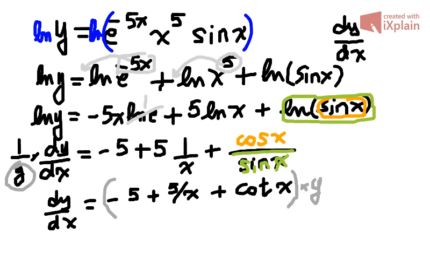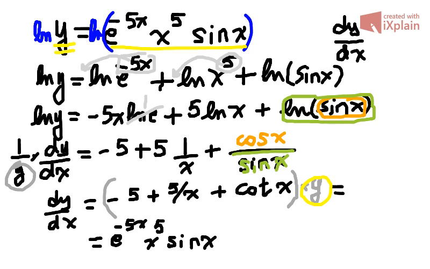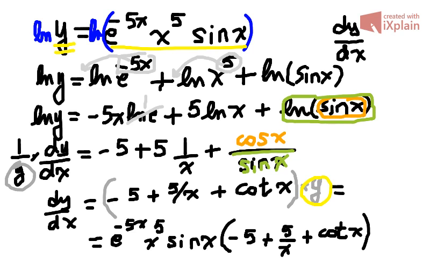So we are basically finished. All we could do here is rewrite the final answer by saying that y is the very original expression we had at the start. So instead of y, we could write e to the negative 5x, x to the 5, sine x, and that would multiply each of these terms here. So maybe I'll write that y at the front now. e to the minus 5x, x to the 5, sine x, multiplied by negative 5 plus 5 over x plus cot x.